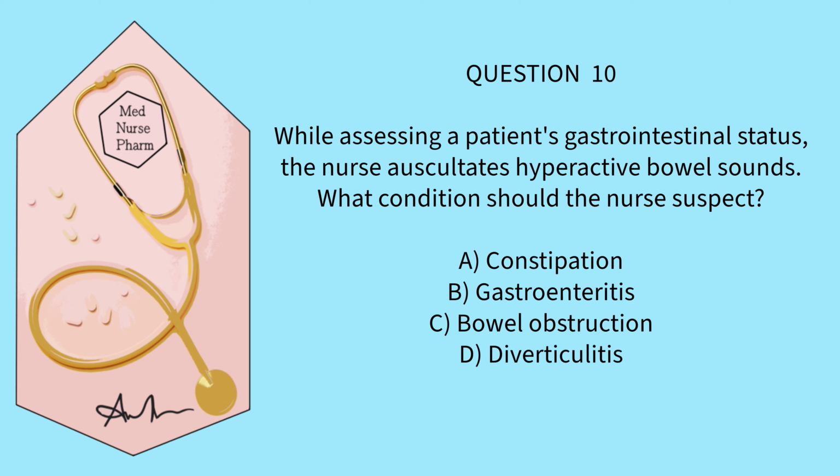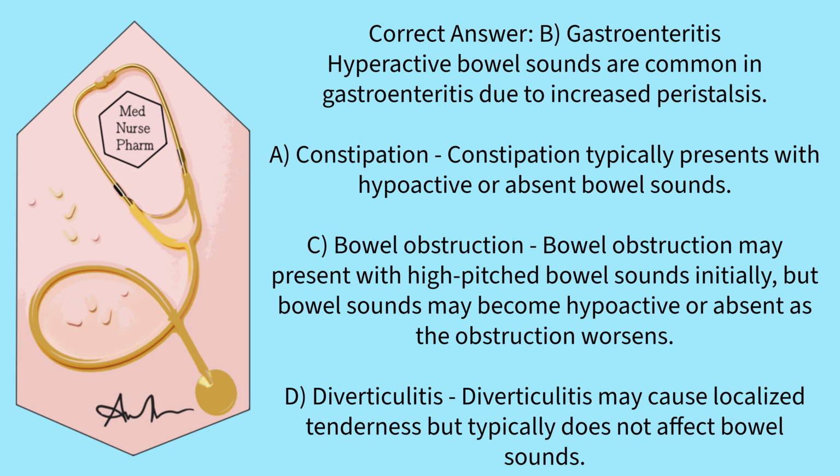Question 10. While assessing a patient's gastrointestinal status, the nurse auscultates hyperactive bowel sounds. What condition should a nurse suspect? Constipation, gastroenteritis, bowel obstruction, diverticulitis. Pause the video and select your answer. If you chose option B, you are correct. Gastroenteritis. Hyperactive bowel sounds are common in gastroenteritis due to increased peristalsis.